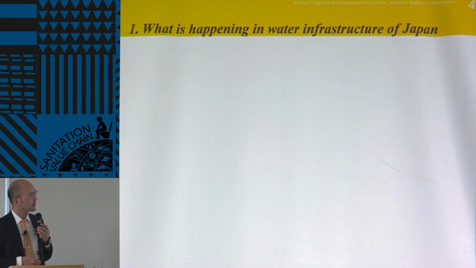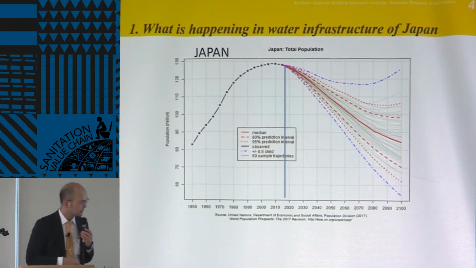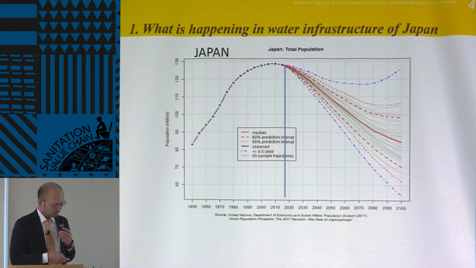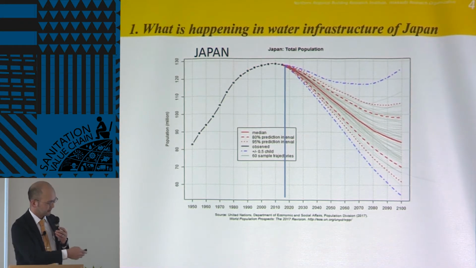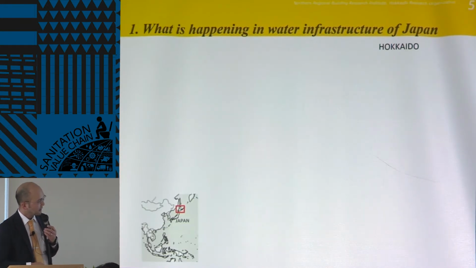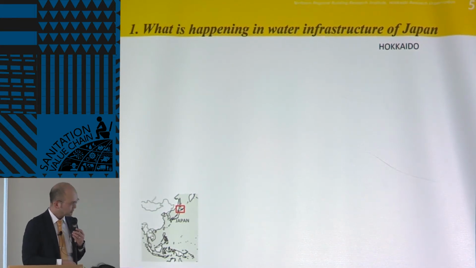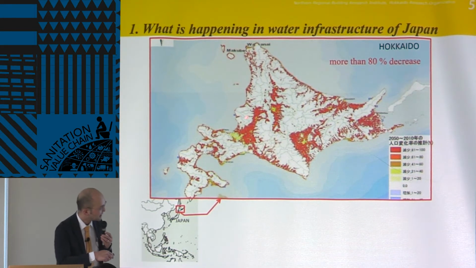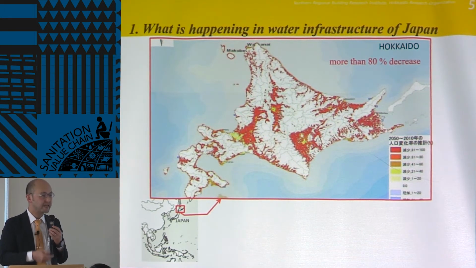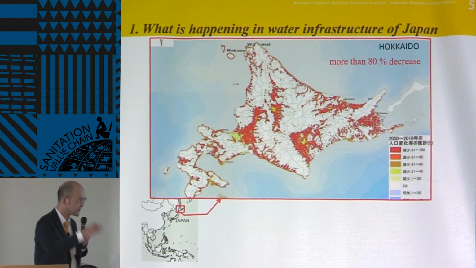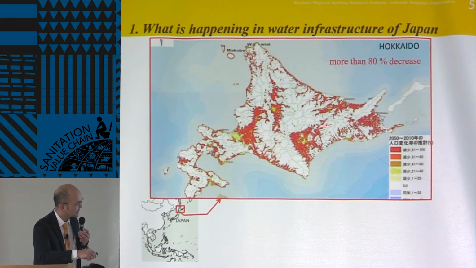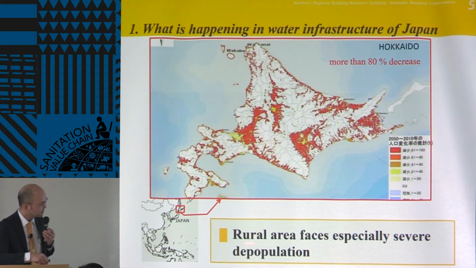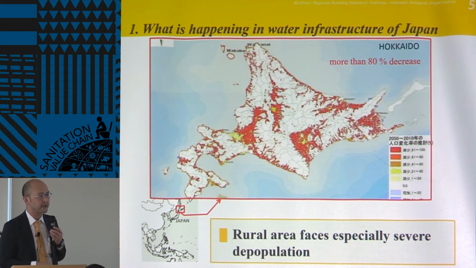So what is happening in the water infrastructure of Japan? In Japan, the population decrease has already started like this. But if we look into the situation in detail, for example, here, the northern island of Japan, Hokkaido island, our island, this red part is expected to have more than 80% population decrease. It means the population becomes less than 20%. In rural areas, we can see that they face especially severe depopulation.